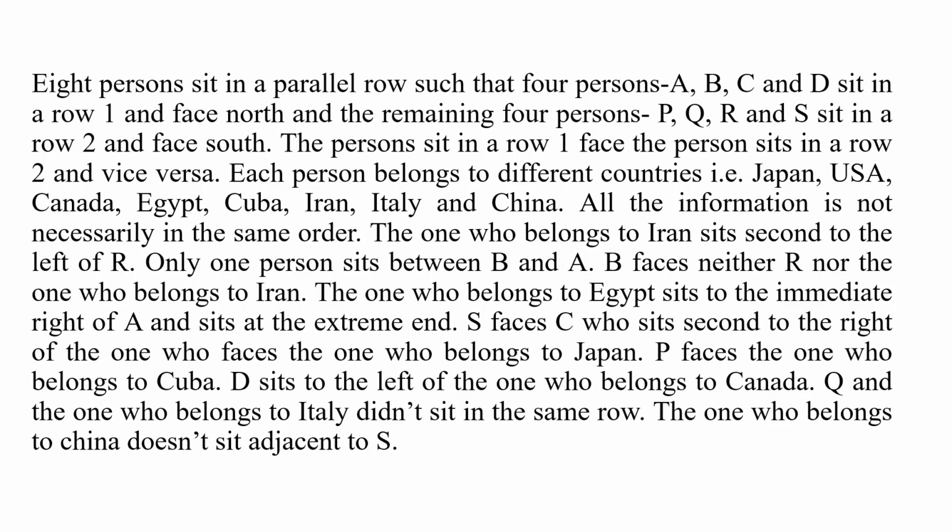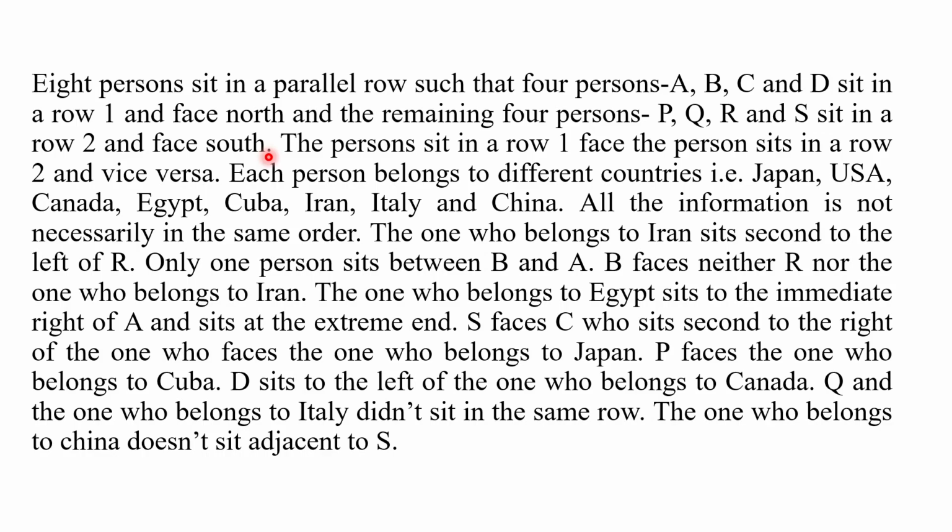So this is the question, students. Let me read this question for you. 8 persons sit in a parallel row such that 4 persons A, B, C and D sit in row 1 and face north, and the remaining 4 persons P, Q, R and S sit in row 2 and face south. Okay, so there are two rows, row 1 and row 2.